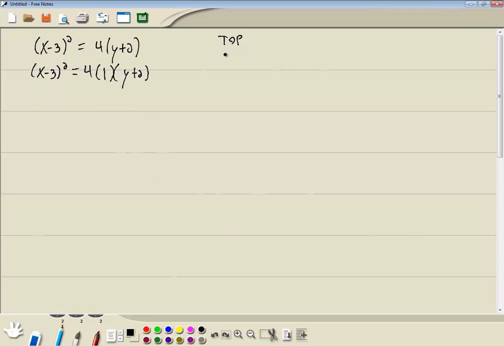Now the formula we're working with is (x minus h) squared is equal to 4p times (y minus k). Whatever's with our x is always our h, with the opposite sign. This is a negative 3, so h will be a positive 3. Whatever number's with our y is always our k, with the opposite sign. So this is a positive 2, so k is a negative 2. And this is our p, so p is equal to 1.